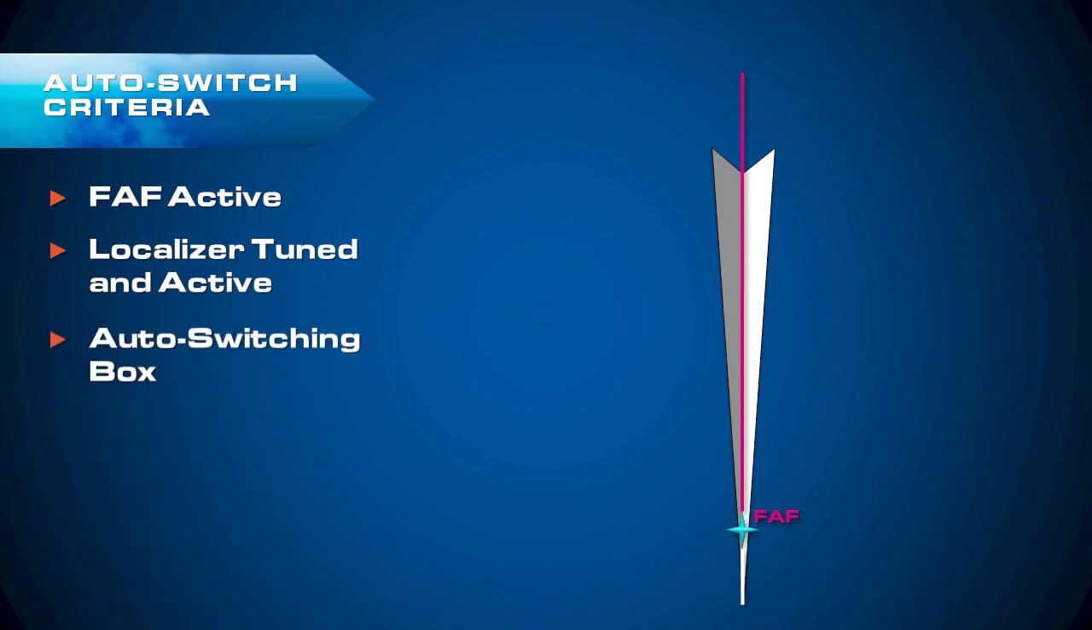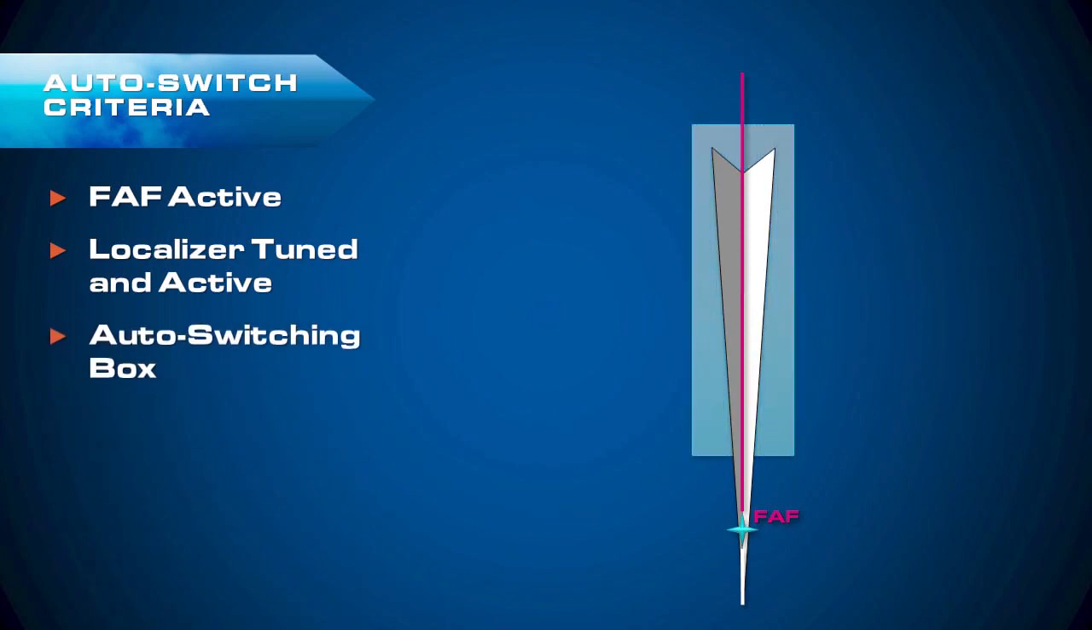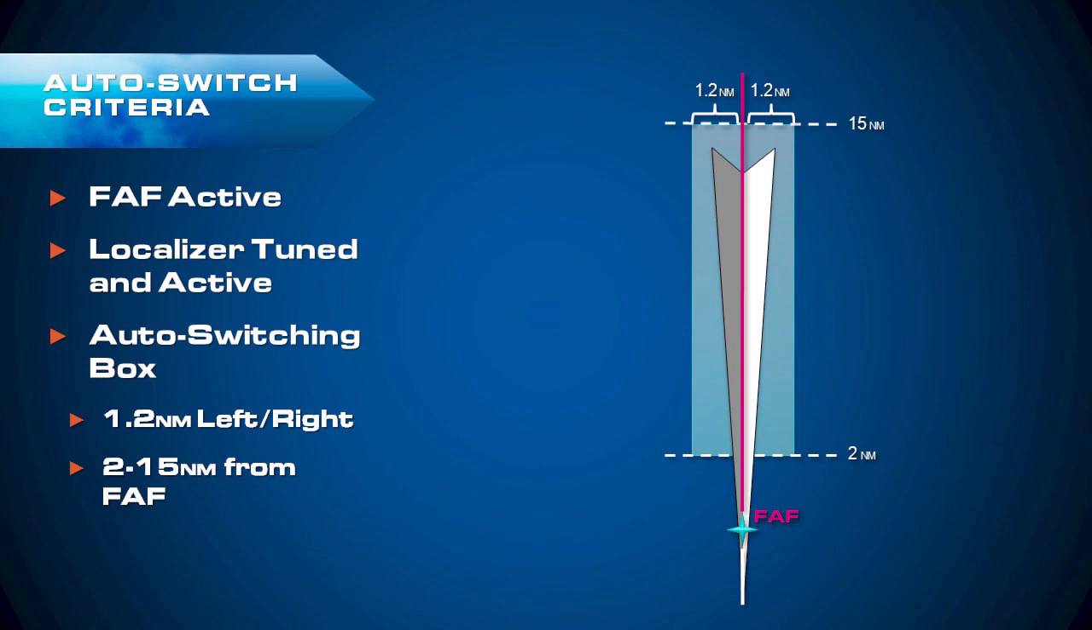And point number three, you have to find your airplane inside what we call the auto switching box. And that box is made up of 1.2 nautical miles left or right of the approach course, and you have to be within 2 to 15 nautical miles from the final approach fix. So here is the airplane approaching the box. The CDI is set to GPS. When you enter the box, the CDI will switch automatically from GPS to V-lock.